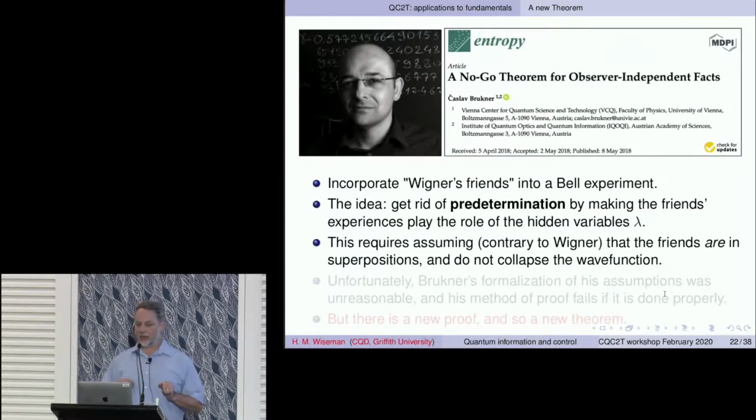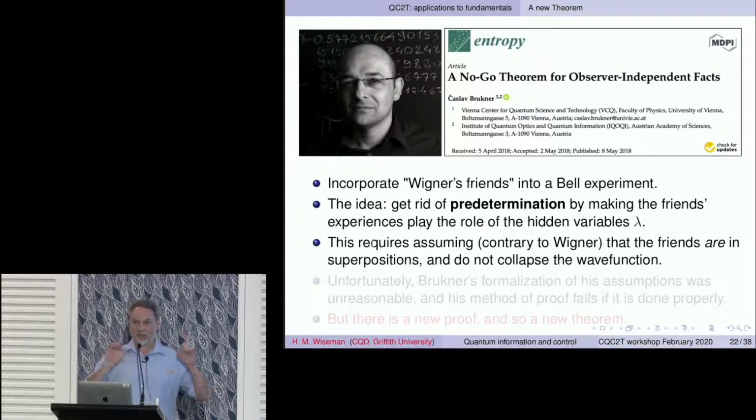Well, Czeslaw Brukner published an article in 2018, essentially combining Wigner's friend and Bell non-locality. The idea is to incorporate Wigner's friend into a Bell experiment, and you could get rid of the assumption of predetermination, this very strong assumption, by, instead of having these hypothetical hidden variables, just having the friend's experiences play the role of those in the theorem. Of course, to get a violation, this requires assuming that the friends actually are in superpositions.